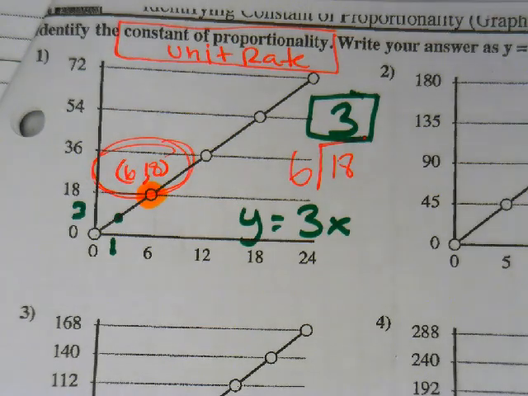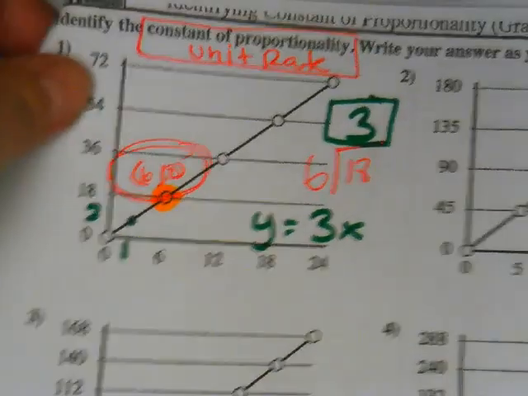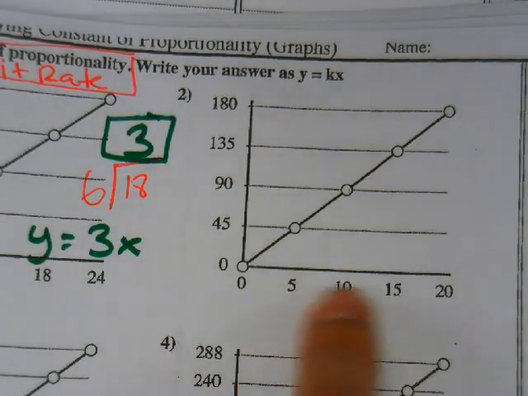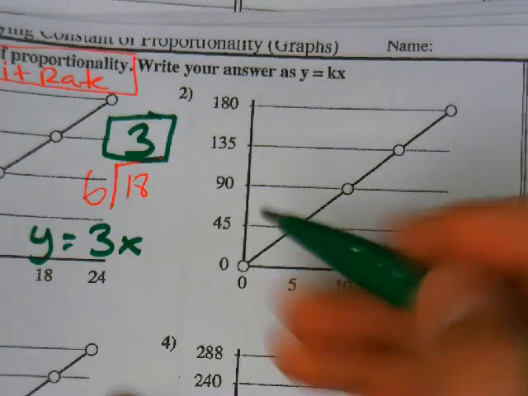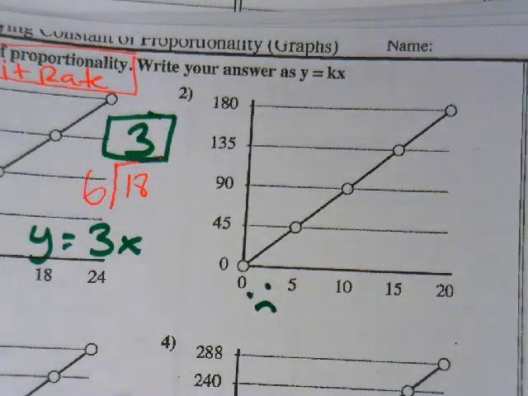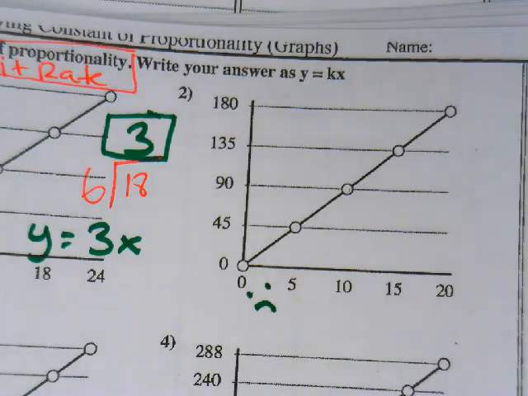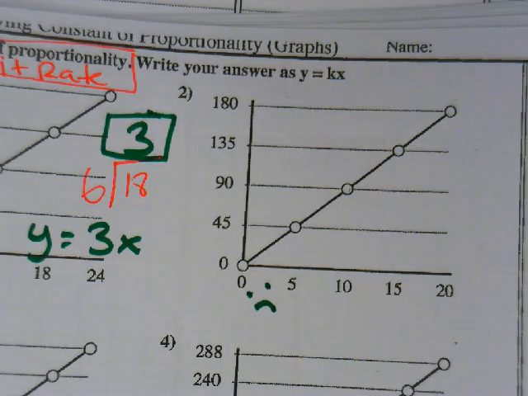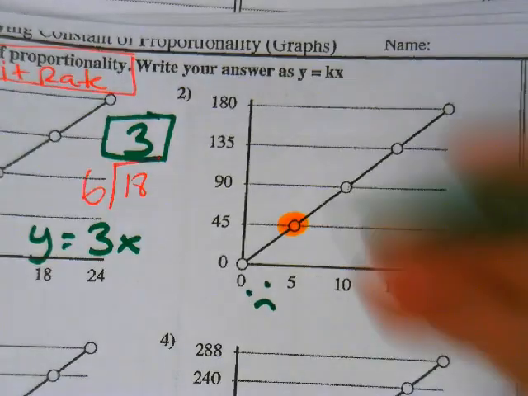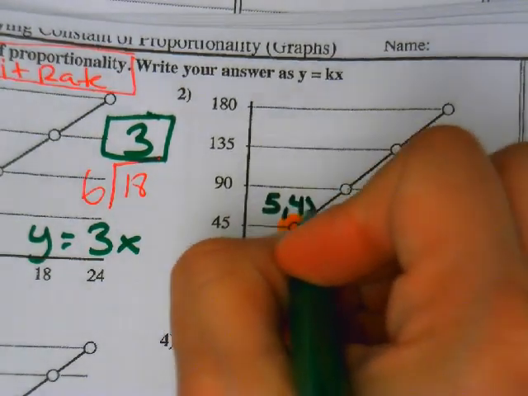All right. Let's look at number 2. Find the 1. There is no 1. So I'm sad because there's no 1. So you pick a point. Can you pick any point? Yeah. Just don't pick 0, 0. Which point do you guys want to choose? 5 and 45. So this point right here is made up of 5, 45.